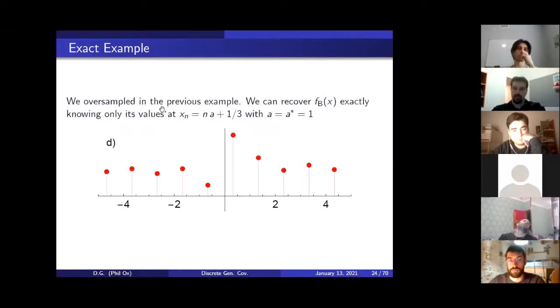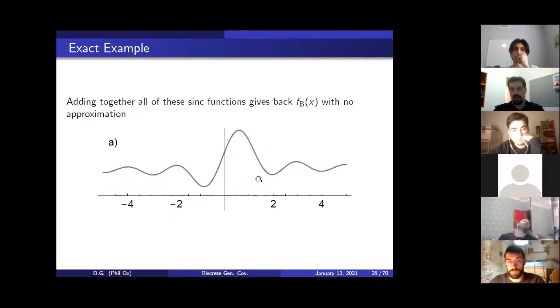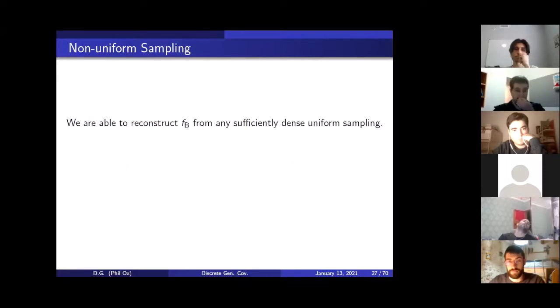But it works with less space between our lattice points. Right. So we oversampled in the previous one. We can drop a down to b a star is equal to 1, and just for generality, I've shifted everything by 1/3. So we can do any uniformly spaced lattice, even if it's offset from 0, with the critical spacing here. You do the same sort of thing, find sinc functions for all of them, and add them all together, and there you have back the original function with no approximation. So what we're able to do is reconstruct that from any sufficiently dense uniform sampling, just from the fact that it's band limited.